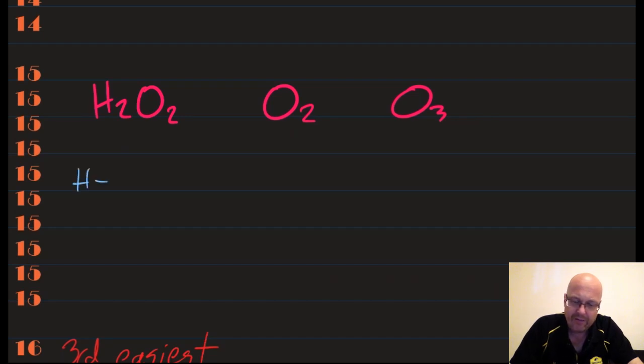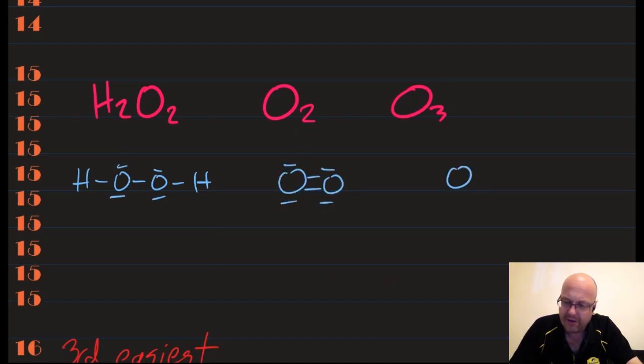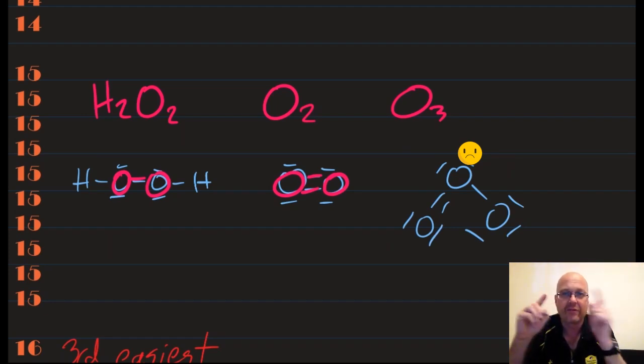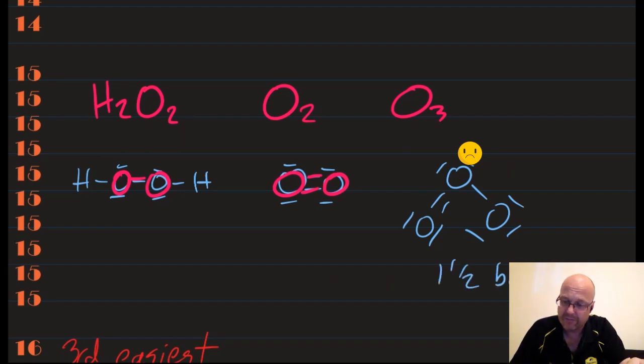So just drawing out the Lewis structures. I've got hydrogen peroxide, I've got oxygen, and I've got ozone. So this is a single bond. This is a double bond. Well, it seems like we have a choice. Oh, I forgot those lone pairs. It seems like we have a choice here between a single or a double. Well, actually, it's a resonance molecule. So the single and the double swap places so quickly, they're effectively only a 1.5 bond. So this is a 1.5 bond.